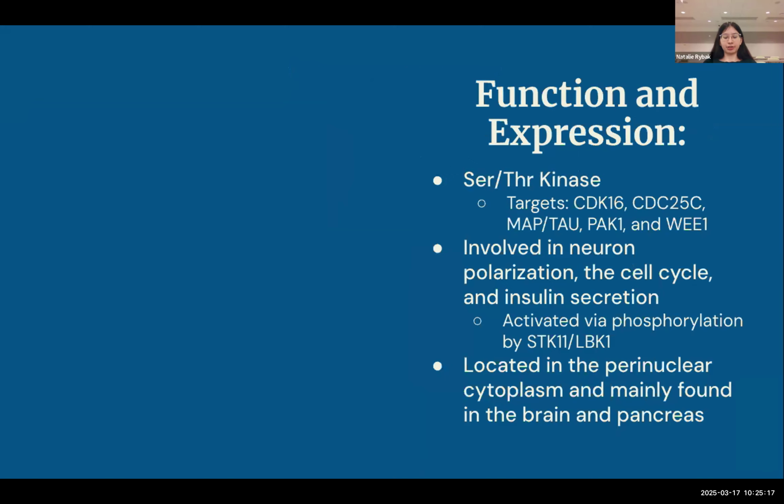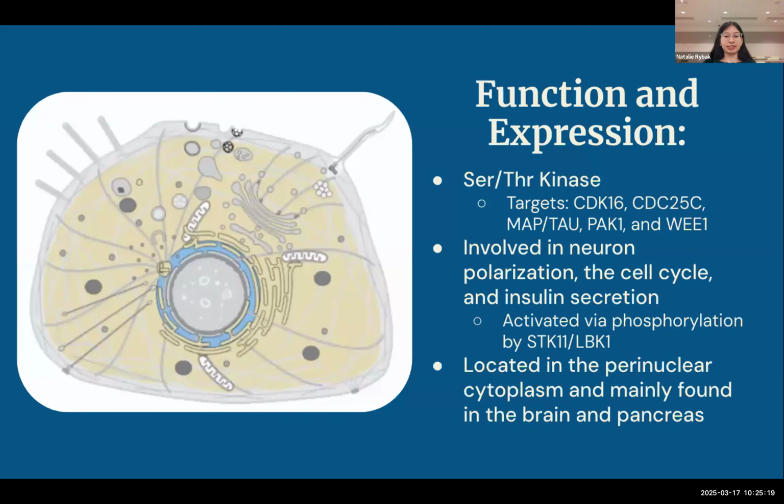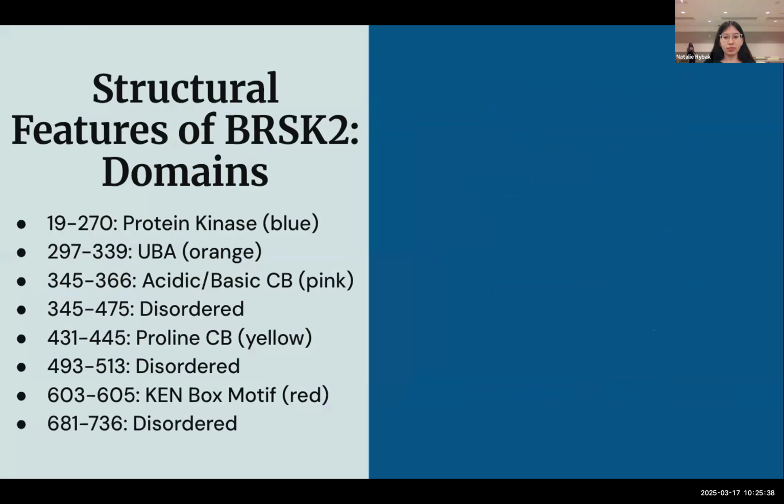So with that being said, the function, as I mentioned, is a serine threonine kinase. It seems to be involved with neuron polarization, the cell cycle, as well as insulin secretion. Within the cell, it is found in the perinuclear cytoplasm. That's the light blue circle here on the little cell diagram that UniProt gives you. And in terms of tissues, it's found mostly in the brain and the pancreas.